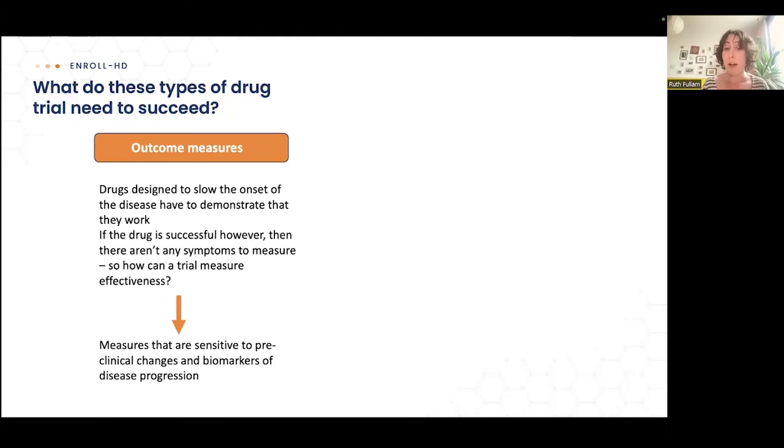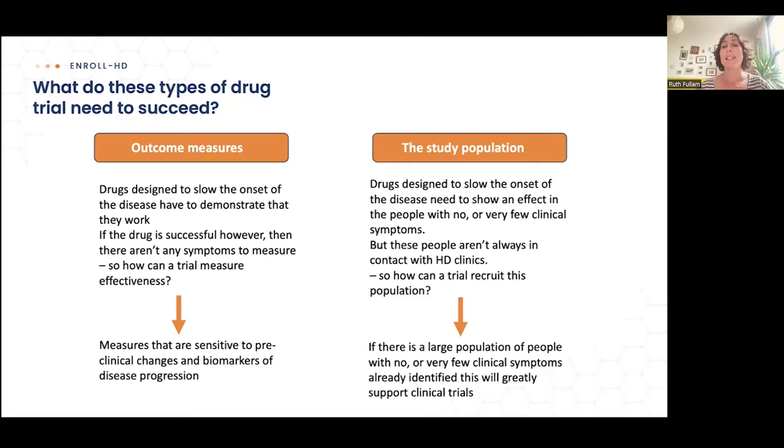Okay, so we need outcome measures, and we need a study population. Drugs that are designed to slow the onset of the disease need to show an effect in those people with no or very few clinical symptoms. But those people aren't always in contact with HD clinics because they're not sick, they're not showing any symptoms, they don't need medical management and help at this current time. So how can a trial recruit this population when they're really working through hospitals and clinics that are otherwise drawing on their clinical population, the people who come to them for management?